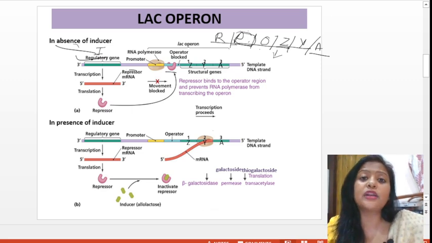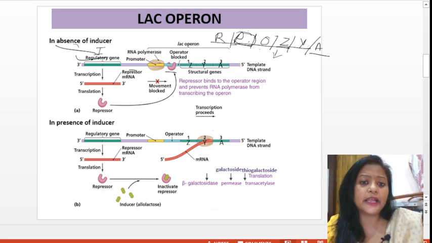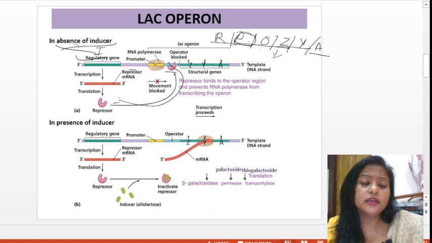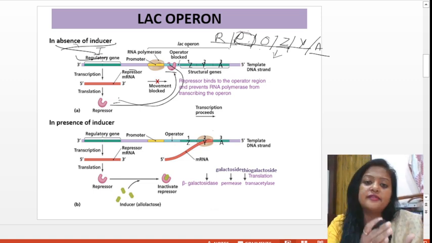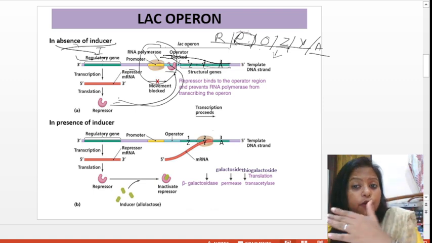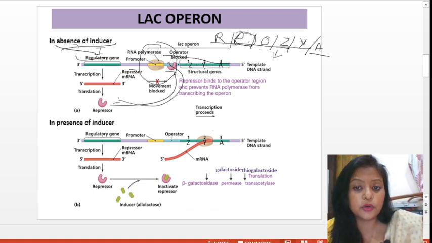Now let's come to the process. Suppose lactose is not present, or you can say there is no inducer. What will happen? The regulatory gene will produce the repressor, and since there is no lactose, this repressor will go and bind to the operator and block it. Once the operator is blocked, the RNA polymerase cannot slide or move through the operon. Therefore, no transcription will occur. There will be no transcription of the operon, and the genes will not be expressed.